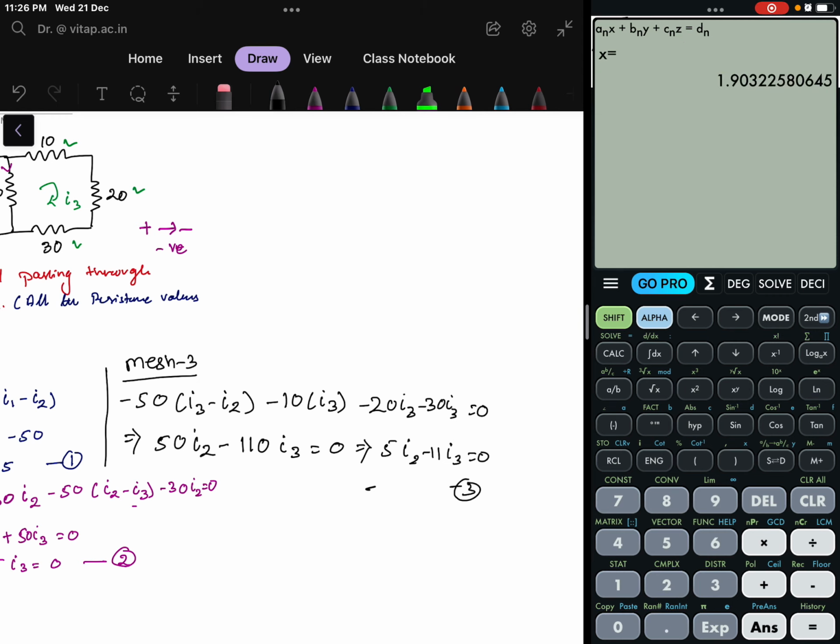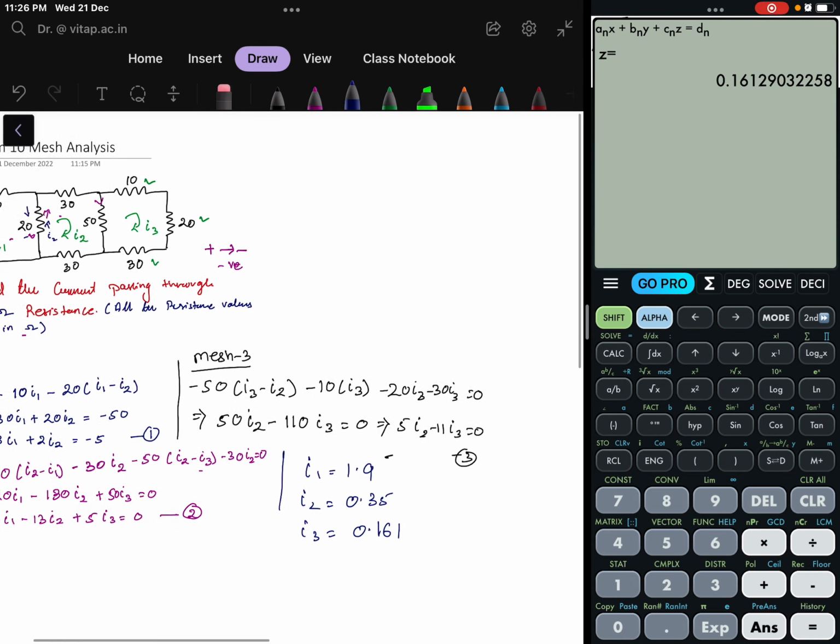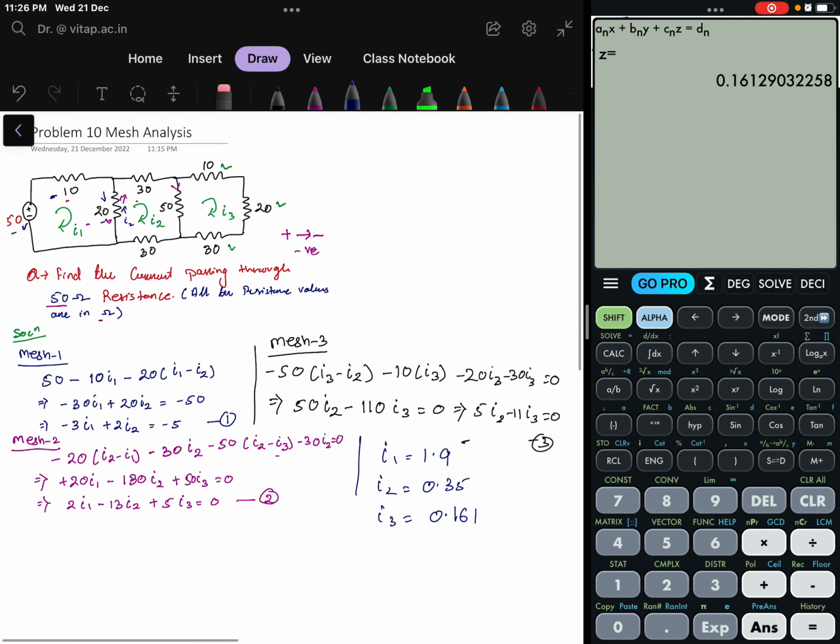After this, I will get the values of I1, I2 and I3 as: I1 is equal to 1.9, I2 is equal to 0.35, and I3 is equal to 0.161. Now, the question is asking for the current flowing through the 50 ohm resistance. If I take the current flowing like this, I2 is in this direction.